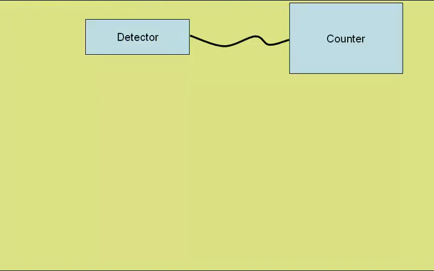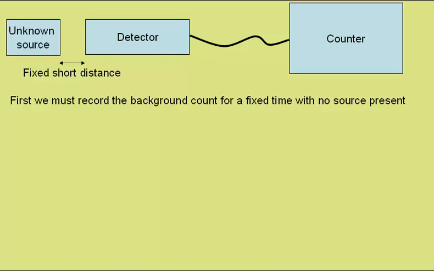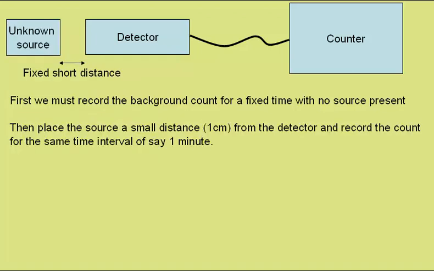To do this, we'll need a detector attached to a counter. First, we must record the background count for a fixed time with no source present. Then, we put our unknown source a small distance, maybe a centimetre, from the detector, and record the count for the same time interval of maybe a minute.